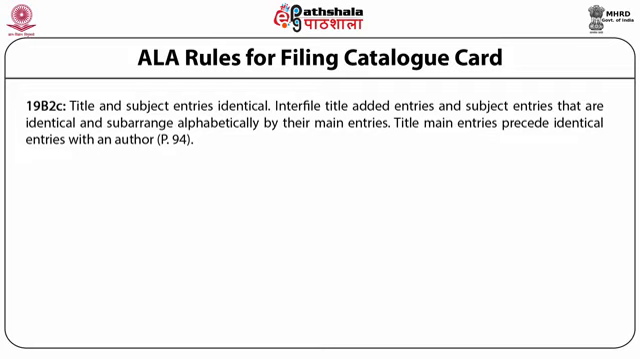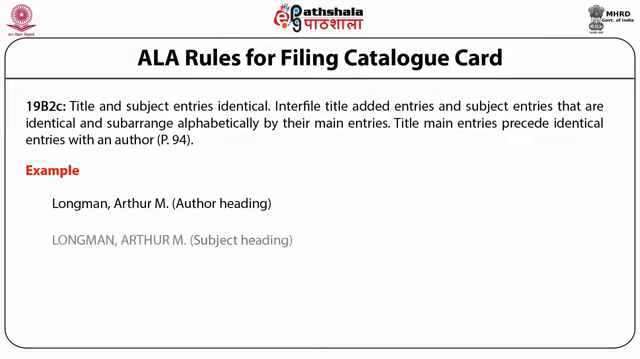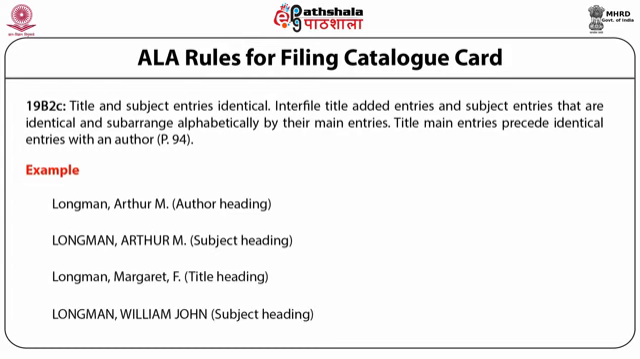Rule number 19B2C. Title and subject entries identical: interfile title added entries and subject entries that are identical and subarrange alphabetically by their main entries. Title main entries precede identical entries with an author. This rule is given on page number 94 and examples are as follows. Longman, Arthur B. This is an author heading. Longman, Arthur M. It is a subject heading. Longman, Margaret F. It is a title heading. Longman, William John. It is a subject heading.